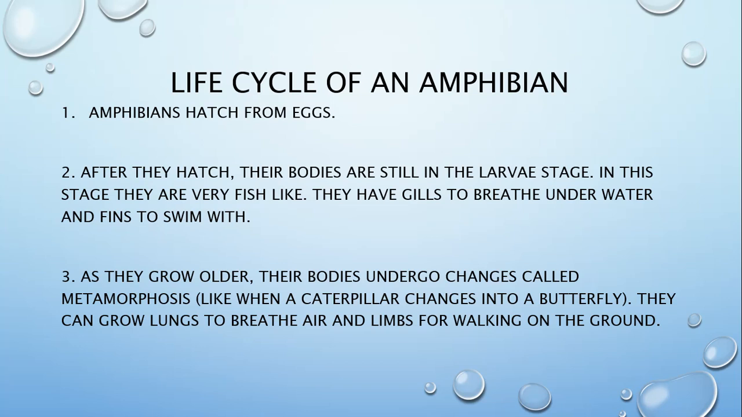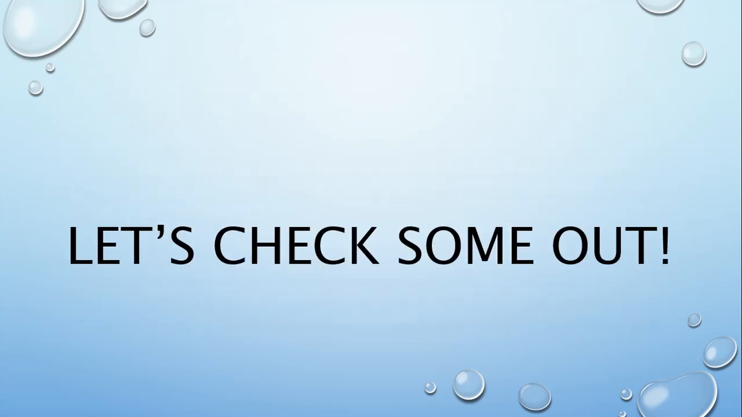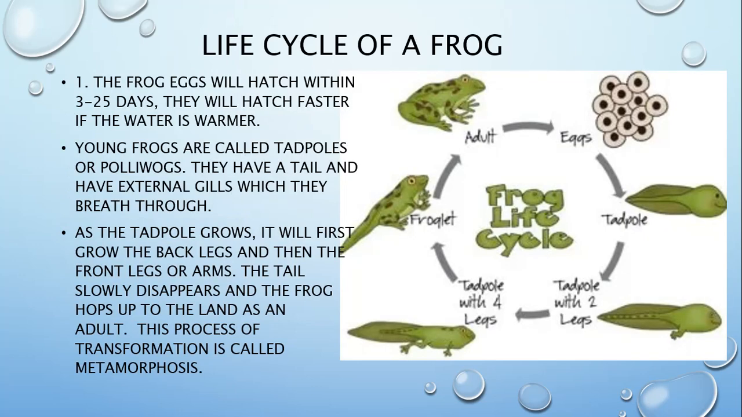So we're going to look a little bit more at the different life cycles now. So let's go. So we're going to start with a frog, which we touched on yesterday. So the frog eggs will hatch within 3 to 25 days, but they will hatch faster if the water is warmer, okay? Then the young frogs are called tadpoles or pollywogs. I love that they're called pollywogs, and that is my new favorite word, and I want to use it all the time now, okay? Now, pollywogs, or tadpoles, have a tail, and they have gills, which they breathe through.